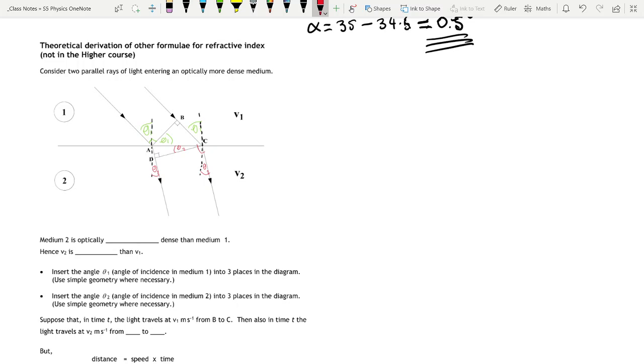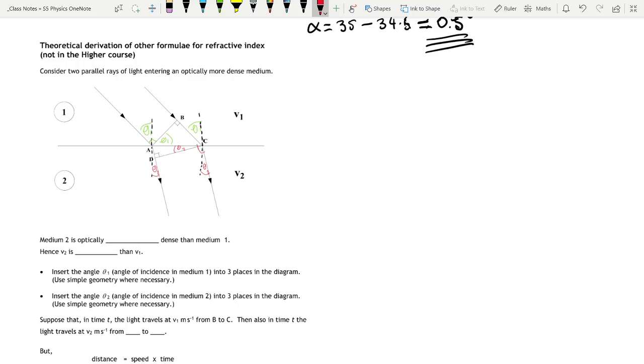Hello. Okay, so the following video is a theoretical derivation of the formula that you will be using. Now, this is not in the higher course. You do not need to know this derivation. So you can completely skip this video if you want to, but I am making it just for completionist sake, and for those of you that might be interested in it.